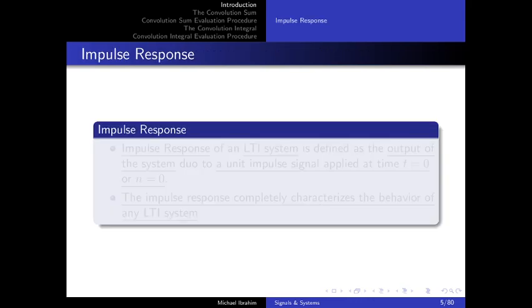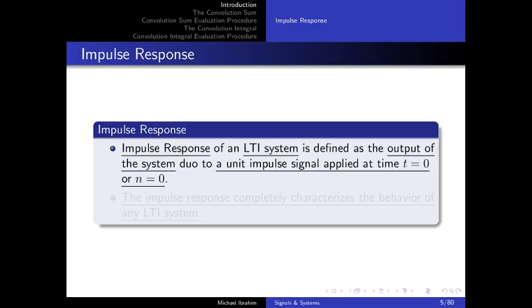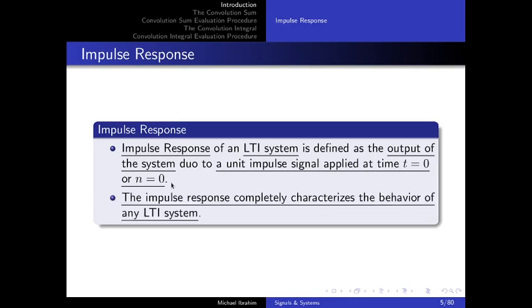So let's move on to talk about the impulse response, which is the main focus of this chapter, and see what actually the impulse response is. The impulse response of an LTI system is defined as the output of the system due to a unit impulse applied at time t equals 0 at the input. The impulse response basically completely characterizes the behavior of the system.